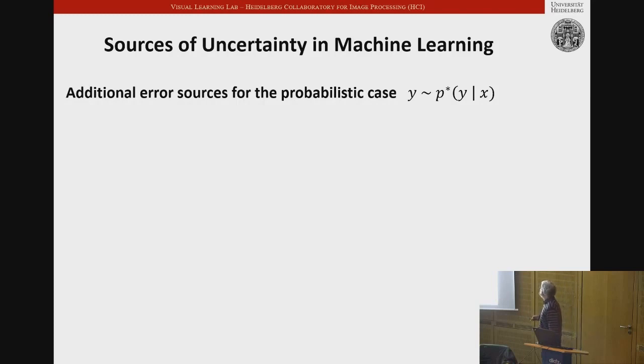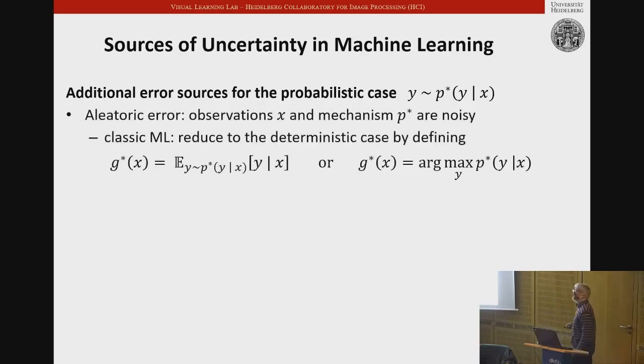Okay, but in the probability case, so when this is actually this probability distribution or density, then we also have an aleatoric error. So the observations x and the mechanism that maps x to y may be noisy. And then we do not always get the same solution. And in classical machine learning, it's usually reduced to the deterministic case from the previous slide by just taking the expectation, which is then a deterministic function, or the maximum a posteriori solution, which is also a deterministic function.